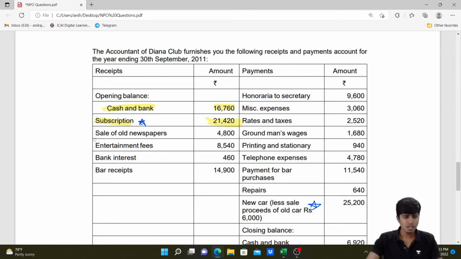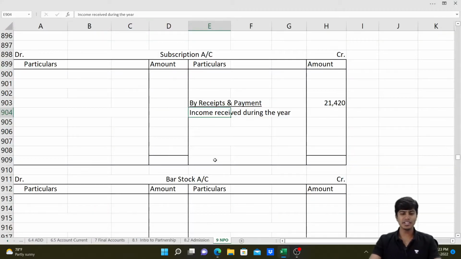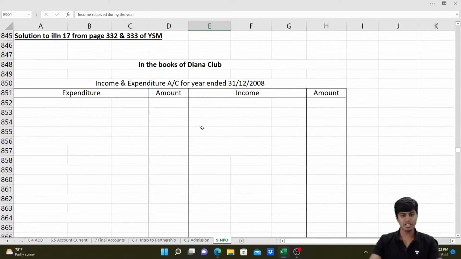Great. What do we have after that? After that, we have sale of old newspapers, 4,800. Sale of old newspapers is our income. There's no pre-received or outstanding in that. The entire 4,800, let me write in my income and expenditure account as income. I'll write here by sale of old newspaper 4,800. This is our current year income.